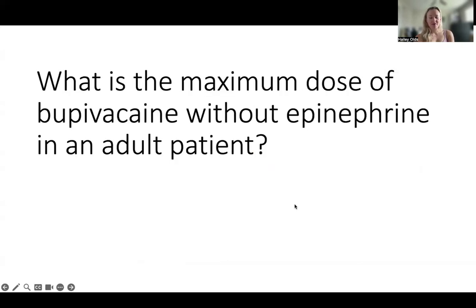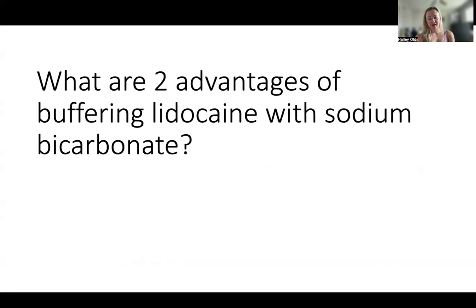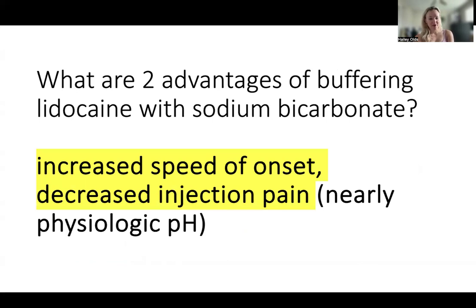What is the max dose of bupivacaine without epinephrine in an adult? So this is 2 to 2.5 milligrams per kilogram. What are two advantages of buffering lidocaine with sodium bicarb? So the one we think about most is that it makes it less painful because it makes the pH more like your natural blood pH so that it doesn't burn as much. And then it also increases the speed of onset, so it makes it work faster.